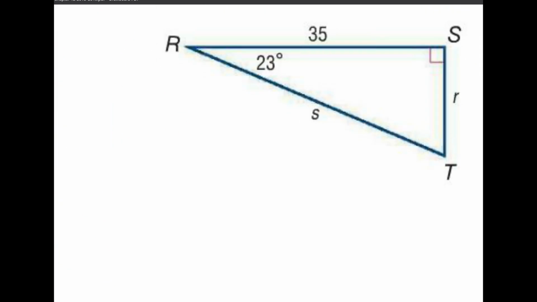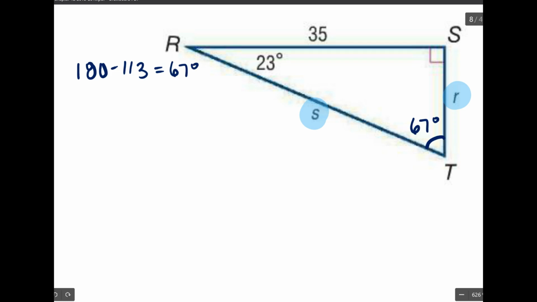Okay, so things I need to solve for: the angle, the side S, the side R, and whatever angle this is right here. Which do you want to solve for first? Let's solve for this angle first. I have a 23 degree angle and a 90 degree angle. That's 113. So 180 minus 113 is 67. So this is 67 degrees.